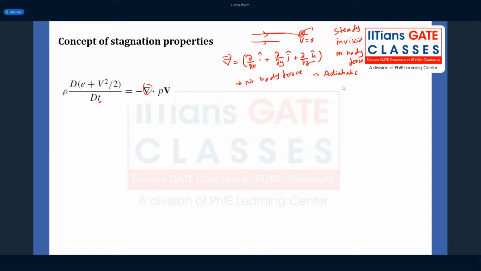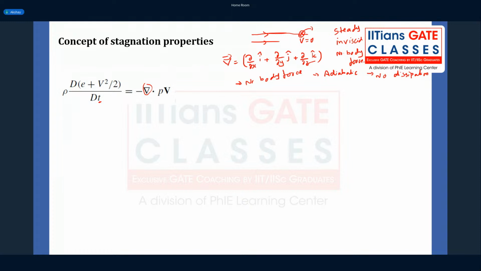Do you find any dissipation involved in this particular form of the equation? No, right? You don't find any viscous terms in this equation. Viscosity is not involved in this form of energy equation, so there is no dissipation also. So it is an inviscid form of energy equation. These are the assumptions you can straight away make out of the given equation.